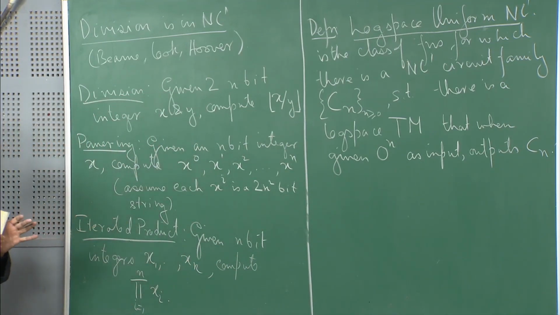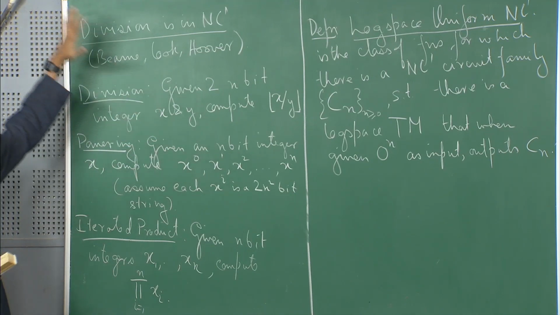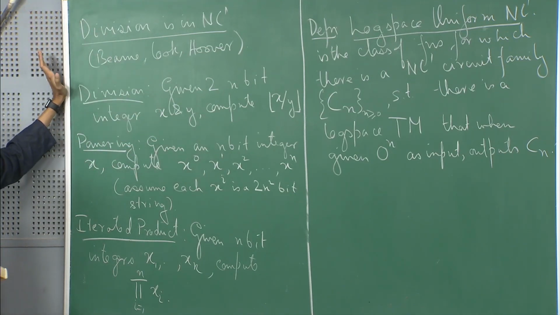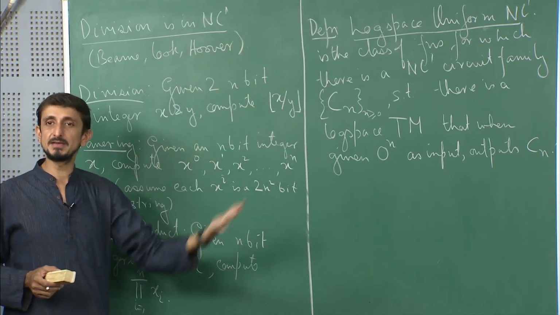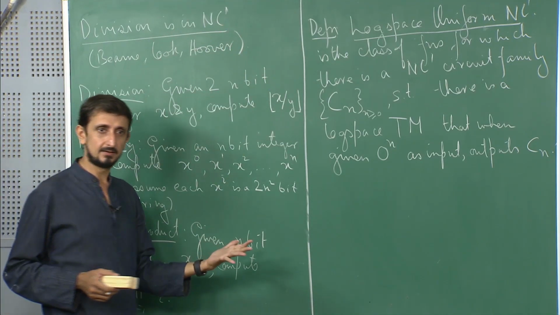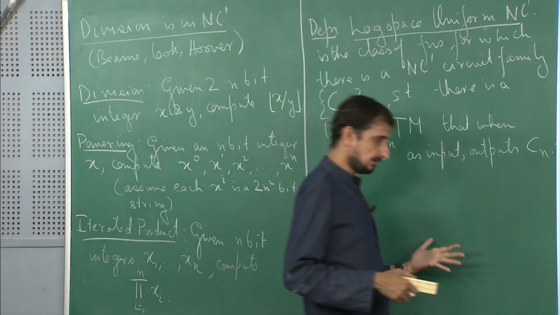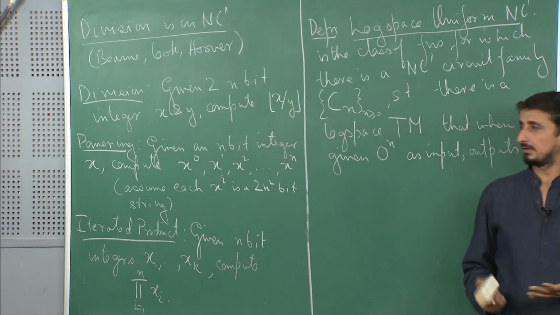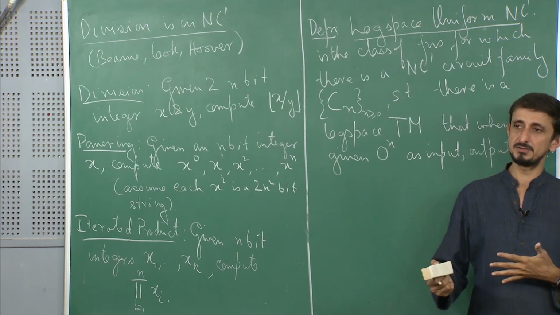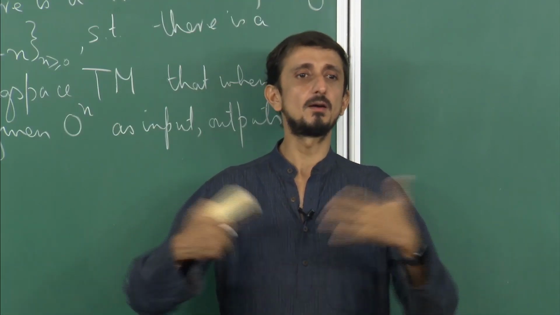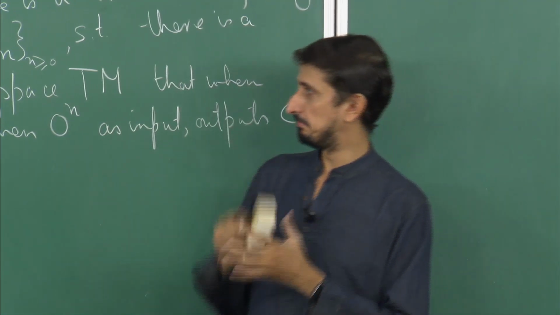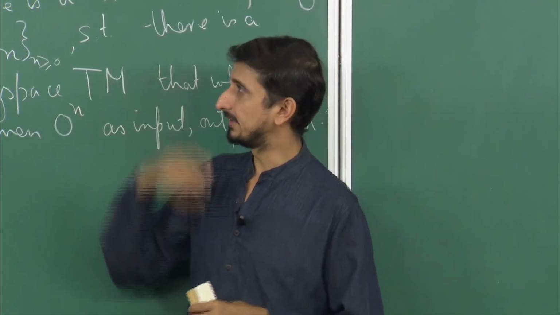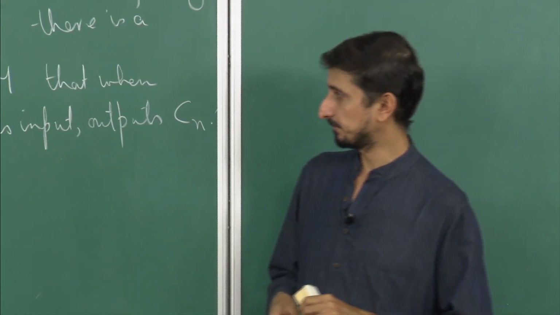So, why are we talking about log space uniformity? Because finally what we will show is that division is not just in NC1, but is actually in log space uniform NC1. Okay. So, not just is there an NC1 circuit family computing division, that circuit family can also be computed in log space. That is the power of this theorem.